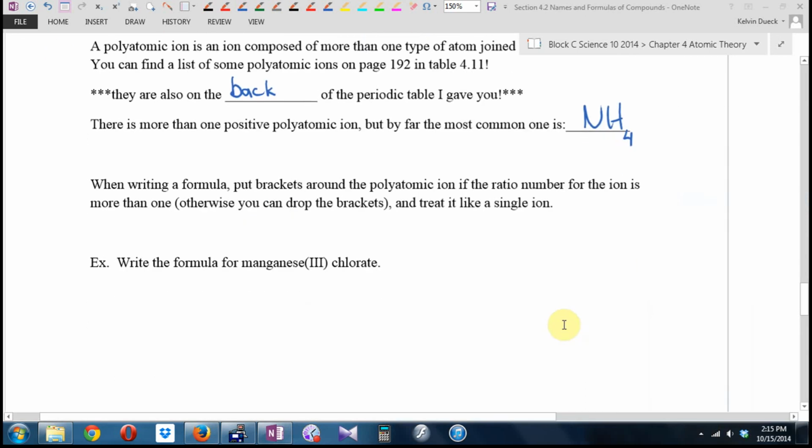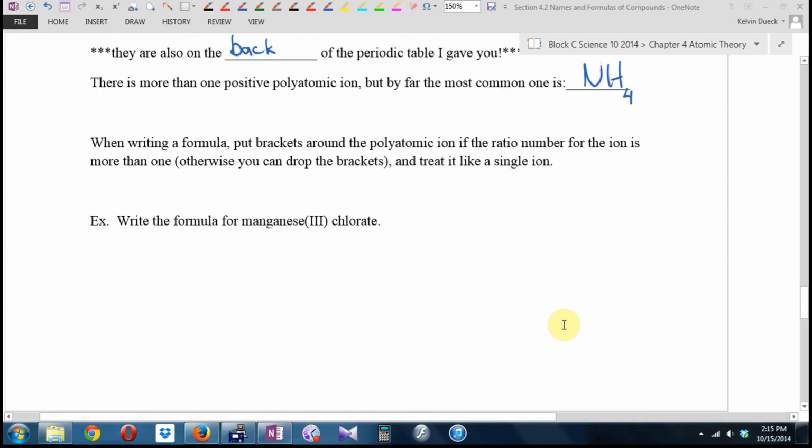When you're writing a formula for a polyatomic ion, to show that they all belong to each other, we usually put brackets around the whole thing. Put curly brackets in the formula, not square ones. I'll show you what I mean. Write the formula for manganese 3 chlorate. All right, let's put it all together.